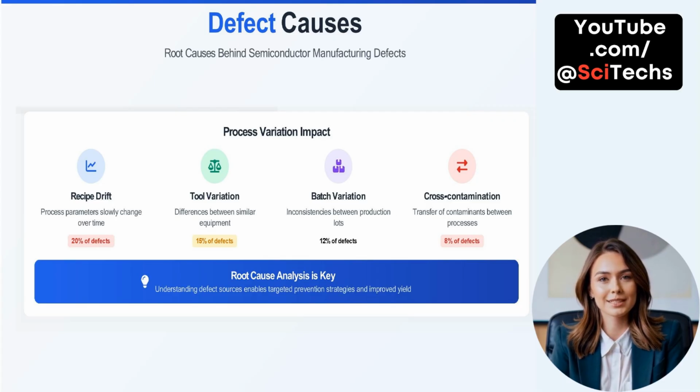Lastly, cross-contamination, the unintended transfer of contaminants from one process or tool to another, poses a serious risk, contributing to 8% of defects. Each of these process-related factors can reduce yield and reliability if left unchecked. That's why root cause analysis is so essential. Understanding the origin of these variations allows for targeted improvement strategies, ultimately reducing waste and boosting production efficiency.